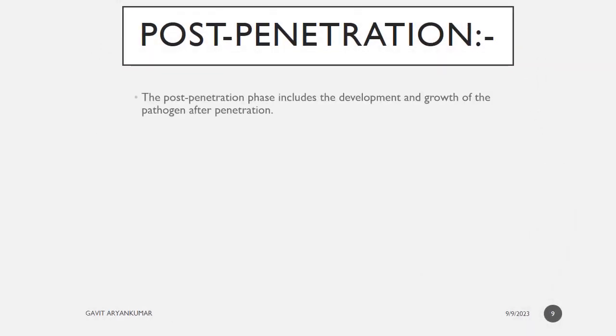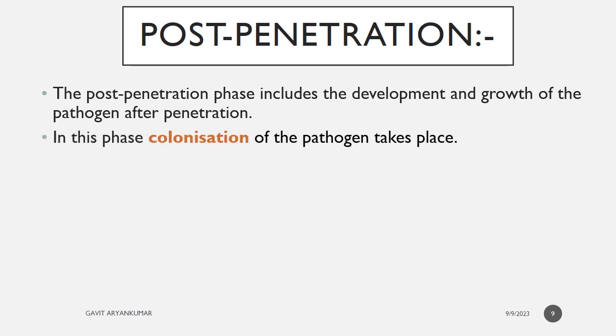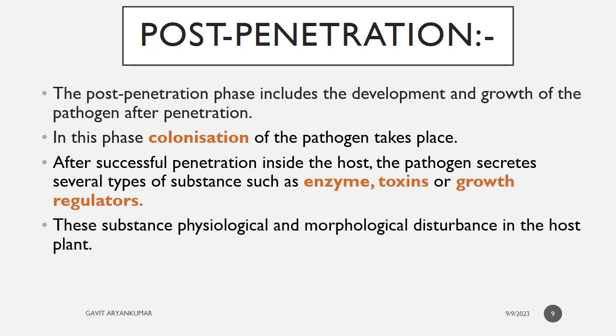Post-penetration. The post-penetration phase includes the development and growth of the pathogen after penetration. In this phase, colonization of the pathogen takes place. After successful penetration inside the host, the pathogen secretes several types of substances such as enzymes, toxins, or growth regulators. These substances cause physiological and morphological disturbance in the host plant.